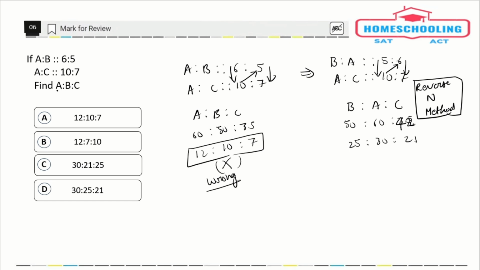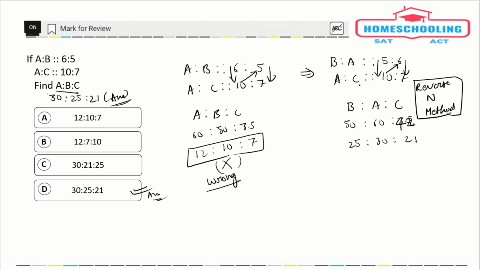In the question, we have to find what is A is to B is to C. So A is 30, B is 25, and C is 21. Here the ratios are given B is to A is to C. So A is to B is to C would be 30 is to 25 is to 21. So option D would be your correct answer. So this is your answer.